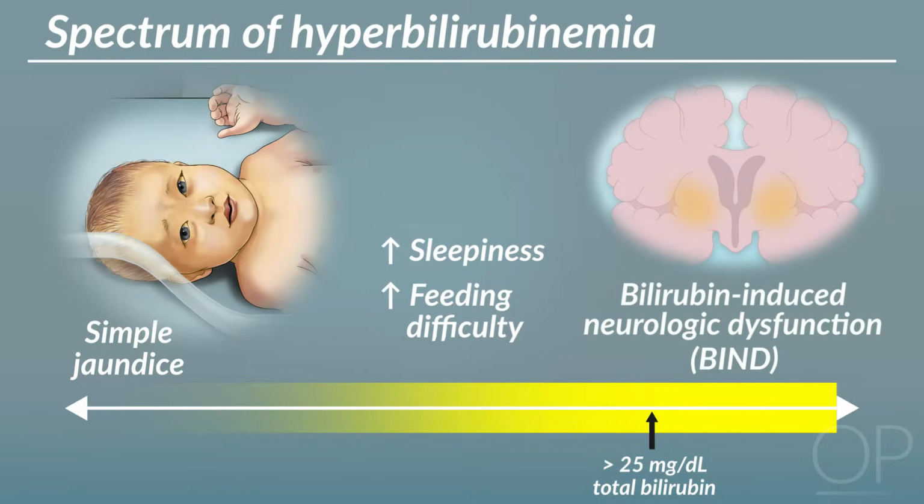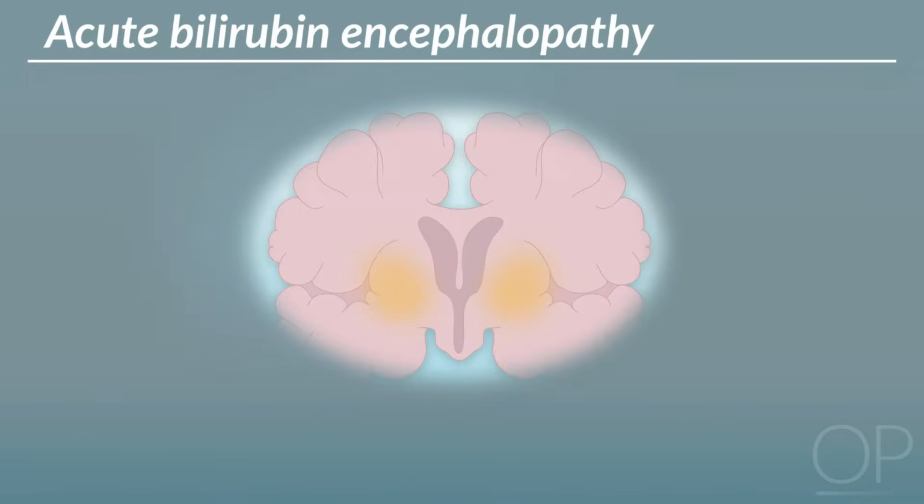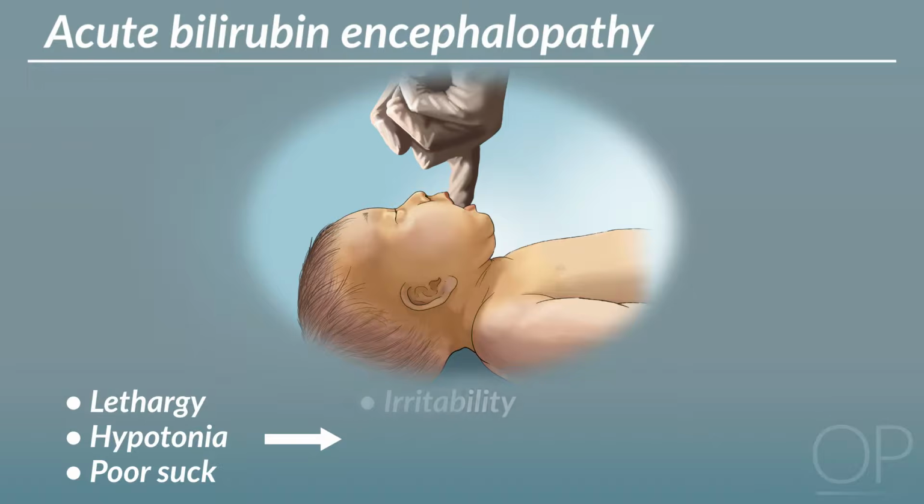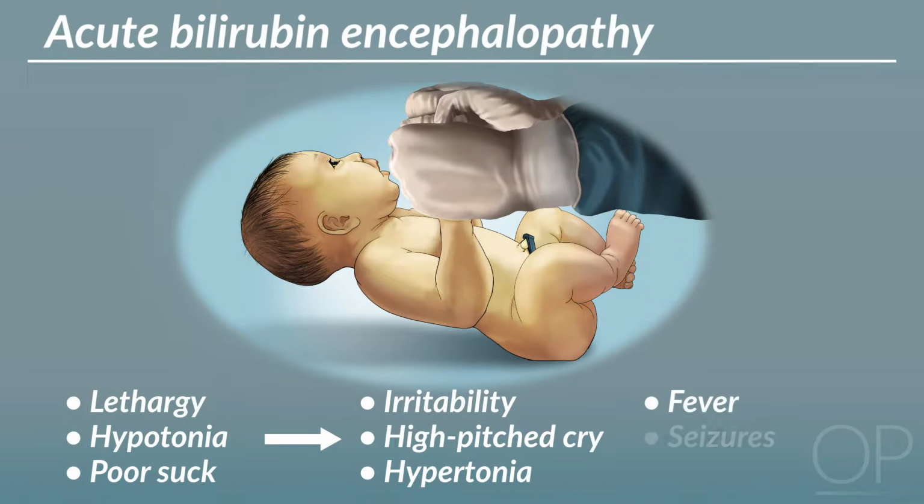This puts neonates at risk for bilirubin-induced neurologic dysfunction, or BIND, which occurs when bilirubin crosses the blood-brain barrier and binds to brain tissue, especially the basal ganglia. The term acute bilirubin encephalopathy is used to describe the acute manifestations of BIND, which may initially include lethargy, hypotonia, and poor suck, and can evolve to include irritability with high-pitched cry, hypertonia, fever, and seizures.